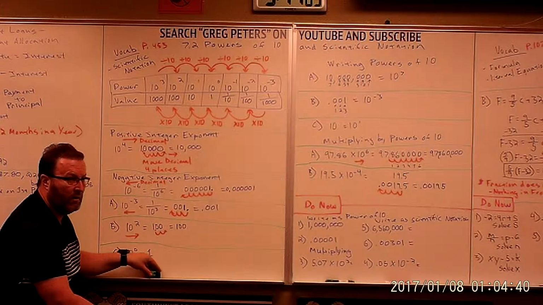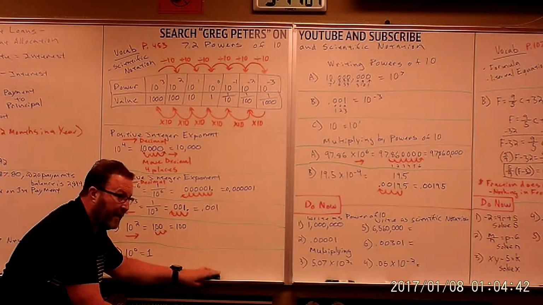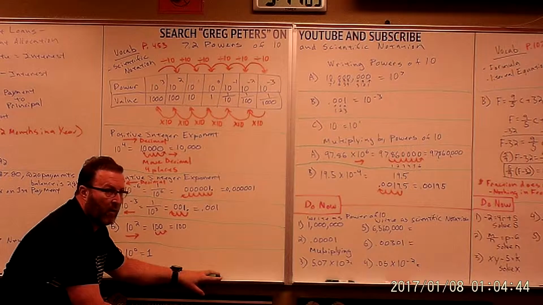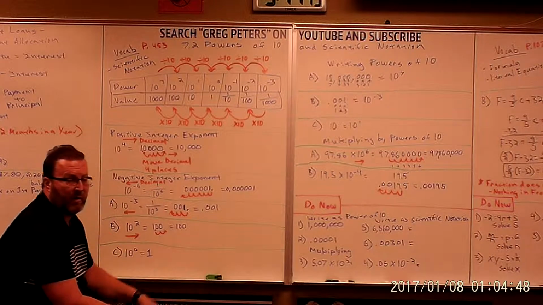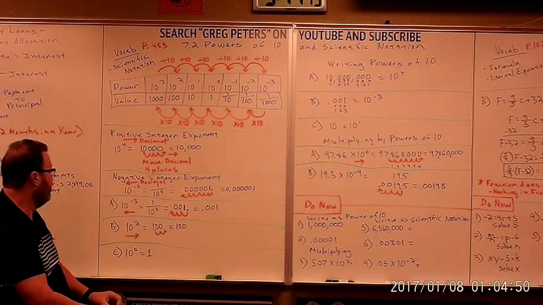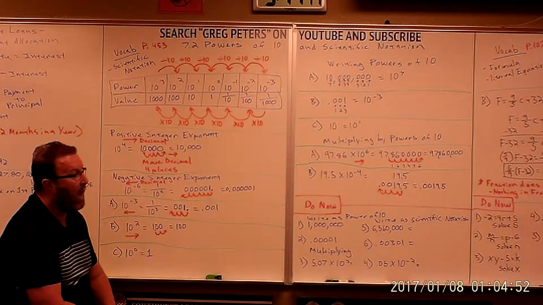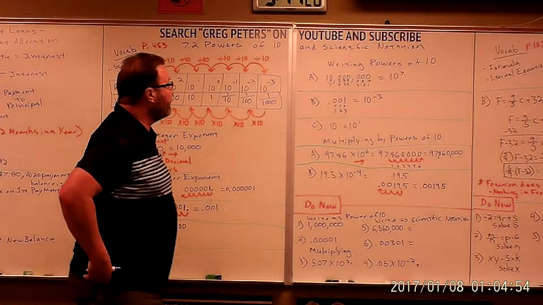Okay, 10 to the 0. What is it? 1. Always? Always. No matter what the number is, even if it's decimal, even if it's a fraction. If it's the power of 0, we know it's always 1. Yes? Good.